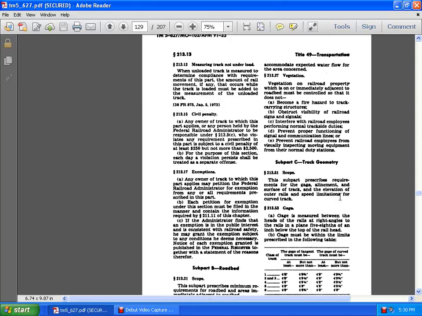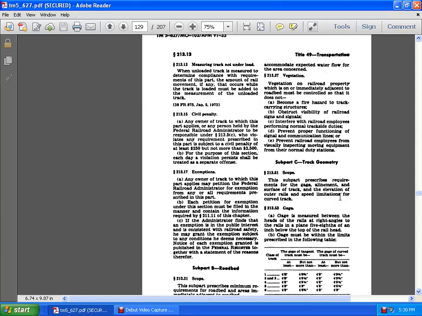Vegetation on railroad property which is immediately adjacent to the roadbed must be controlled so that it does not become a fire hazard to track carrying structures, obstruct visibility of railroad signs and signals, interfere with railroad employees performing normal trackside duties, prevent the operation of power and signal communication lines, or prevent railroad employees from visually inspecting moving equipment from their normal duty stations.